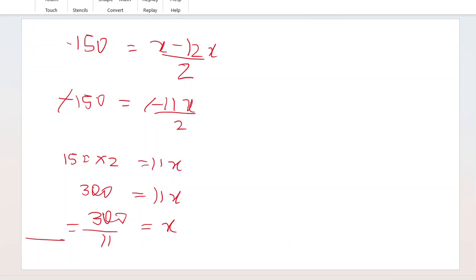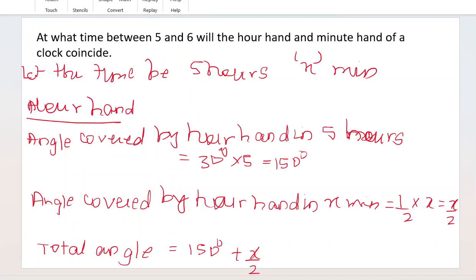So overall, the idea is simple. You assume the time to be 5 hours x minutes. Then you find the angle of the hour hand. For the hour hand, you have to multiply 30 degree with whatever hours there are, and you also have to multiply with whatever minutes there are. In this case, it will of course be the x minutes. So then you have to take the total angle, which is basically the sum of the two.